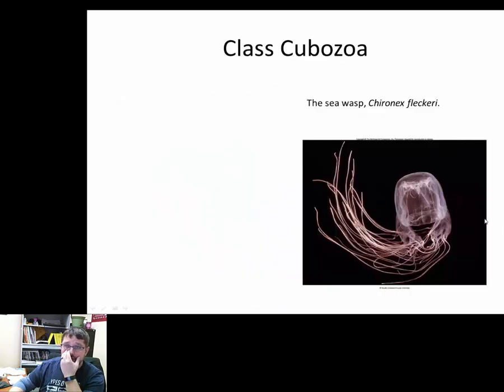All right, the class that's most familiar to students because they get the most news is the Cubozoa, or the cubozoid jellies. Cubozoa have a cubozoid medusa, meaning that it's not necessarily a cube, but the tentacles come off the edges.